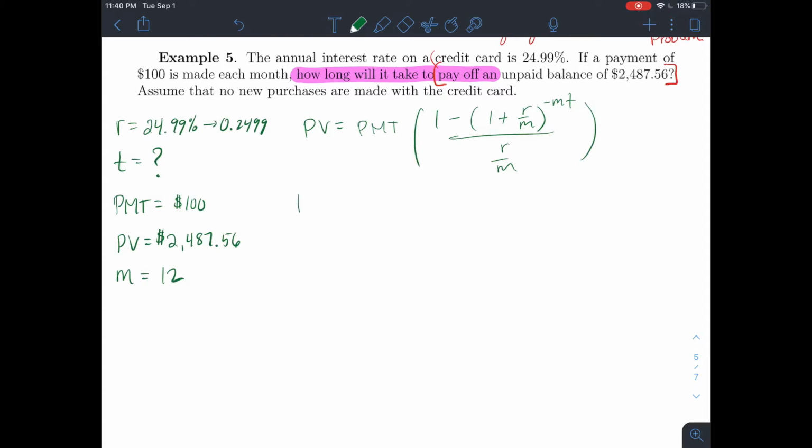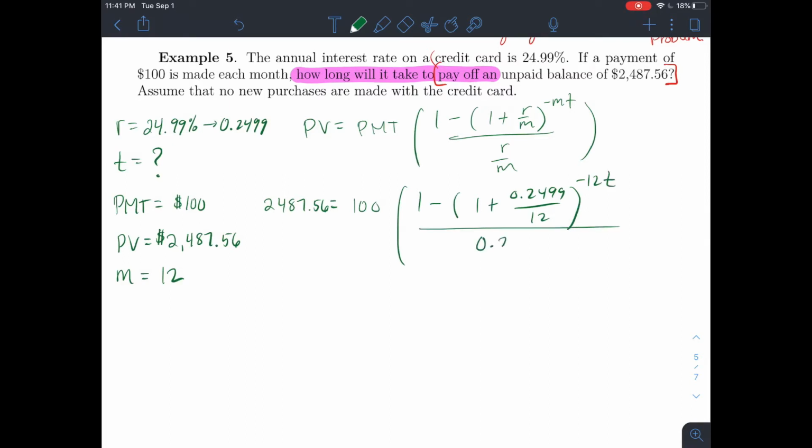Okay, so substituting what we know, we get PV is going to be $2,487.56. Our payments are 100, times 1 minus, 1 plus 0.2499, divide that by 12, raised to the negative 12 times T, we do not know, all over 0.2499 divided by 12. Alright, so here we have an exponential equation because our variable is in the exponent of this entire math expression right here. So eventually we're going to want to isolate this math expression because its exponent contains that variable we're solving for.